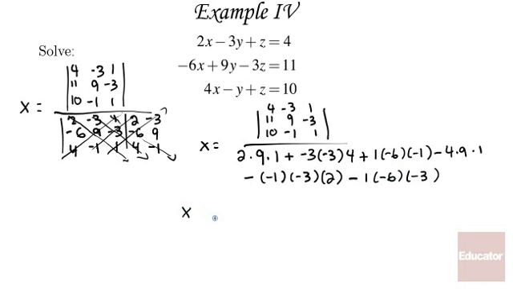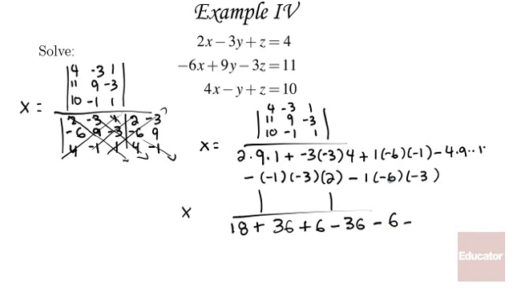Okay, so x equals the same determinant. Let's just work with the denominator right now. 2 times 9 times 1 is 18, plus negative 3 times negative 3 is 9 times 4, that's 36. Negative 6 and 1, that's 6. Okay, and now subtracting 4 times 9 times 1, that's 36. Minus negative 1 and negative 3 is 3 times 2 is 6. Minus 1 times negative 6 is negative 6 times negative 3 is 18.